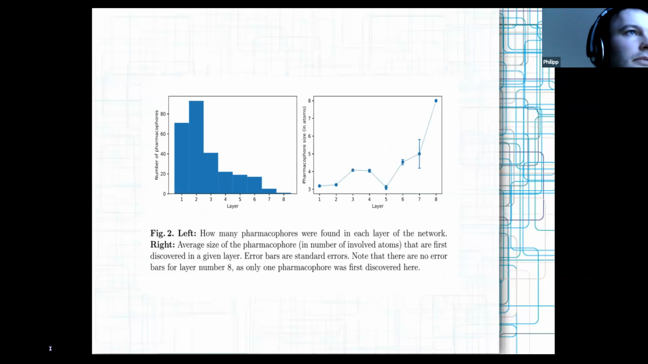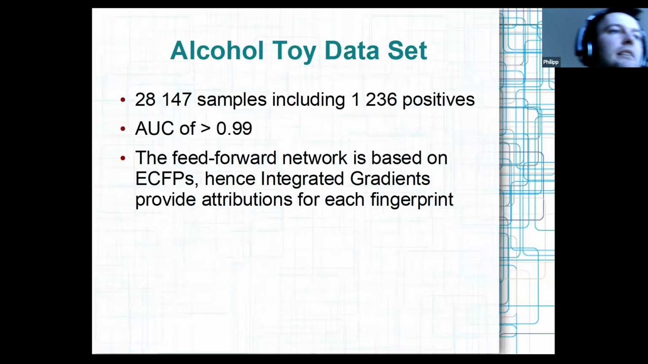This we don't have to go over. Essentially, what they then did, they tested their model on an alcohol toy set where they just had 20,147 samples, including 1,236 positives, and positives was just defined as basically has an alcohol group. Don't get me started on the chemistry.